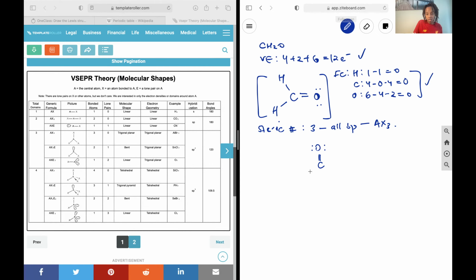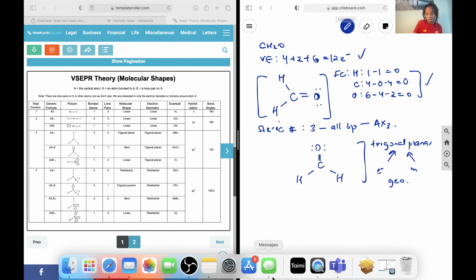And so what that is going to look like is we will have C attached to O, and then the H, and the H. And this is what it's going to look like. It will be trigonal planar in both its electronic geometry and its molecular geometry.